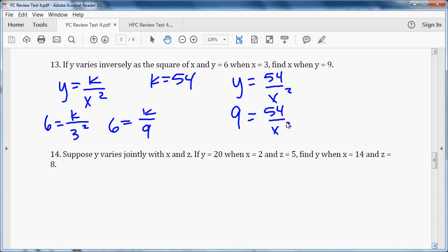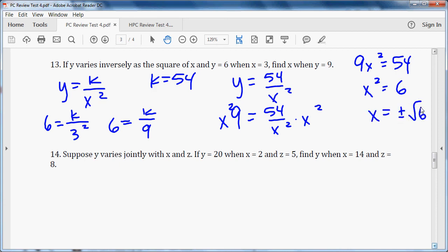So hopefully you've gotten the pattern down here. When we have a denominator with a variable in it, we want to multiply both sides by that denominator. It gives us 9x squared equals 54. Divide both sides by 9, and we take the square root. So we get plus or minus the square root of 6. Don't forget to put that plus or minus. And I would prefer you leave the answer as the square root of 6 instead of the decimal form.